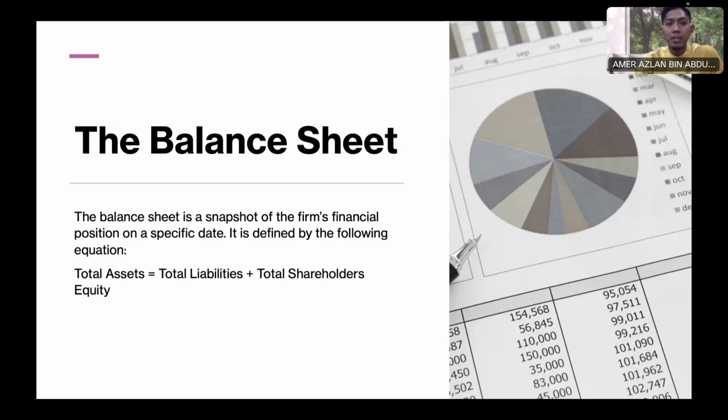What is a balance sheet? It is a snapshot of the firm's financial position on a specific date. And the balance sheet is defined by the following equation: total assets equal total liabilities plus total shareholders' equity.